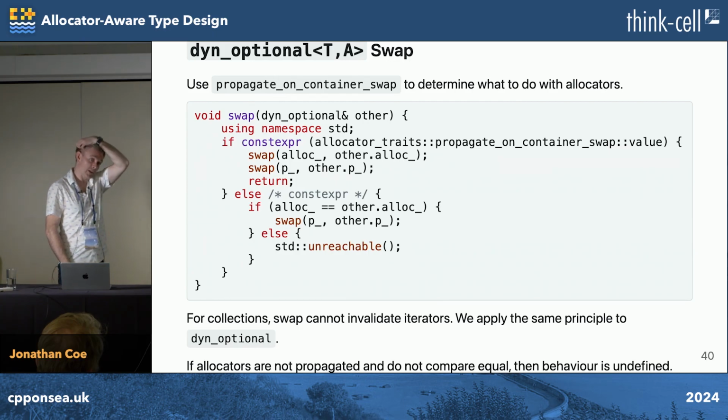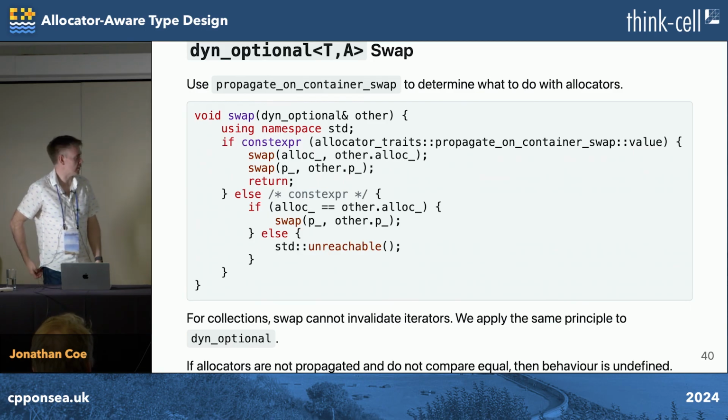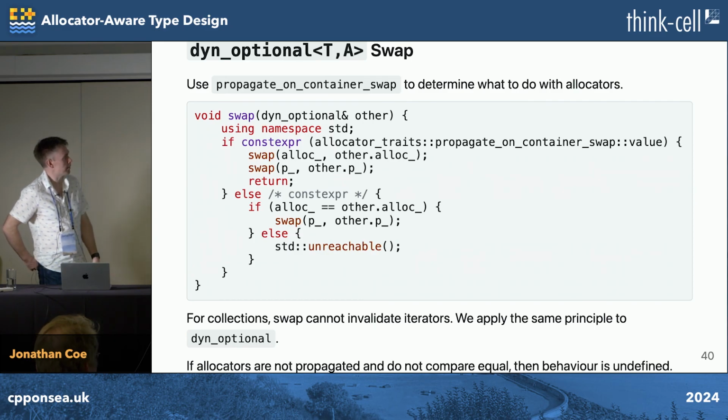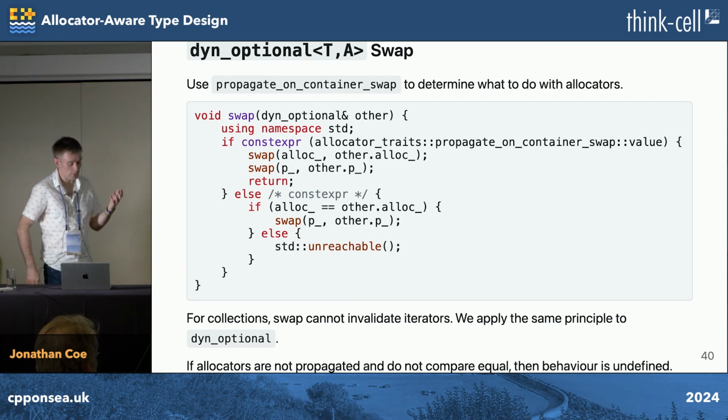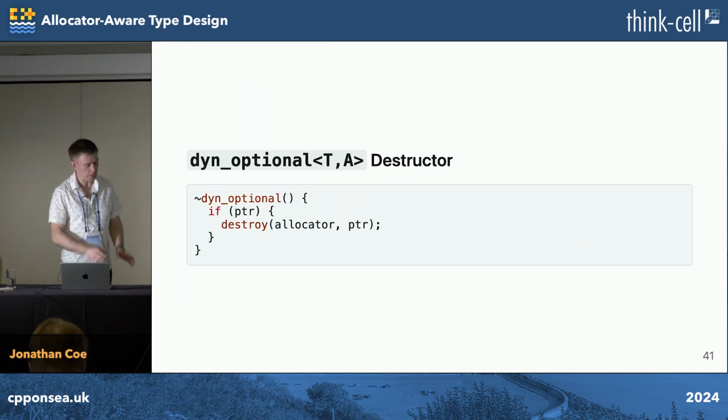In the standard, if you take a vector and another vector, and they've got allocators which don't compare equal to one another, and swap them, then that's UB. You're not meant to do that. So we have unreachable in here. For collections in the standard library, swap's not allowed to invalidate iterators, and the only way to do that is to make swap, if you don't propagate allocators and allocators are not equal, undefined, which was a surprise to me. And the destructor is thankfully really simple. You just call the nice destroy function on the pointer, and it's all gone.